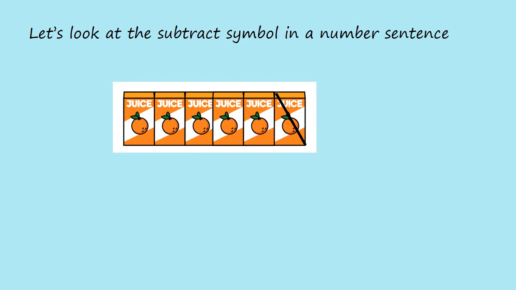Let's look at that subtraction symbol in a number sentence. There are 6 juice cartons and 1 has been subtracted. In a number sentence, we can write this as 6 subtract 1 equals 5.